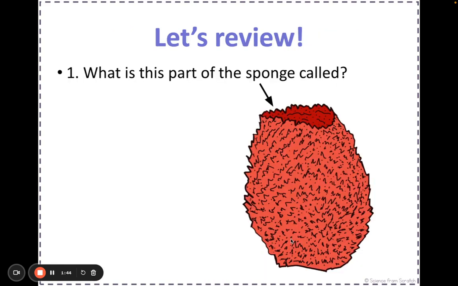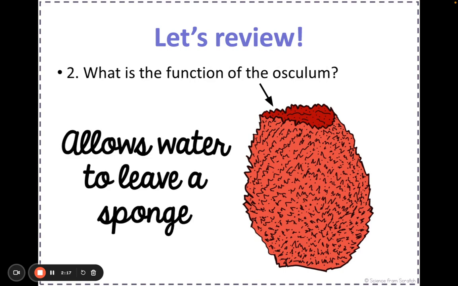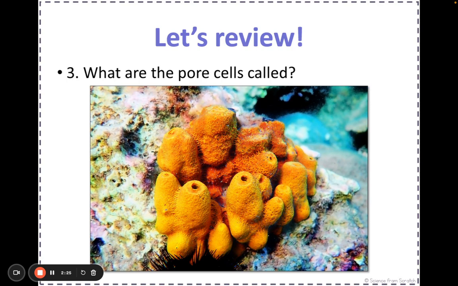Okay, before we move on, let's review a couple things from earlier in our notes and from our sponge anatomy activity. So what is this part of the sponge called right here? Hopefully you said osculum. That is where water exits the sponge. What is the function of the osculum? Hopefully you selected allows water to leave a sponge. On to the next, what are the pore cells called? Ostia. Think about what this does.